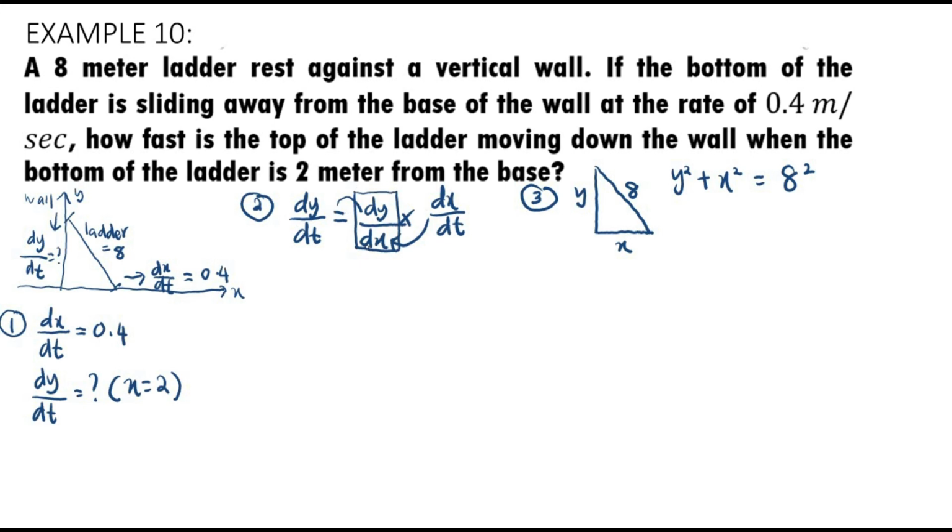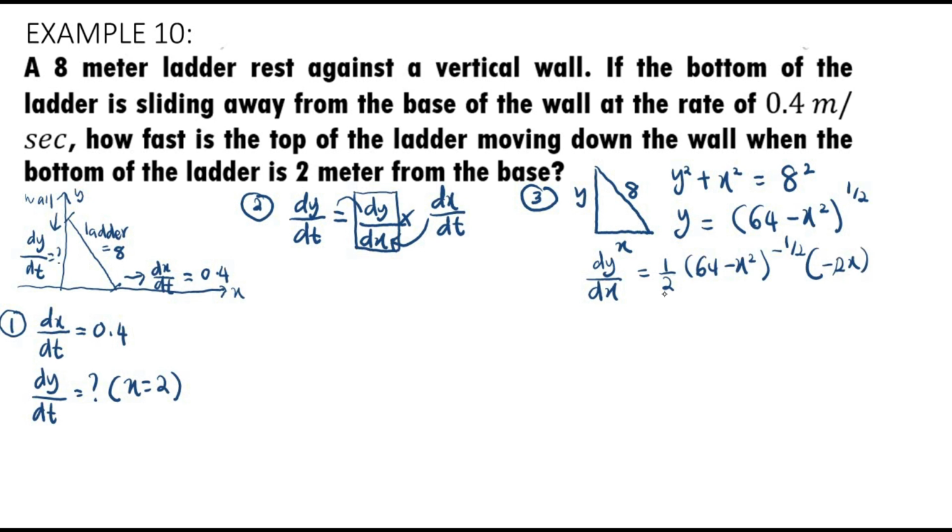Since we want to find dy over dx, means we have to rearrange so that we have an equation where y is the main subject. So our y here would be equal to 64 minus x squared, to the power of half. So now we can differentiate this by using power rule. So this will be half times 64 minus x squared to the power of negative half times negative 2x. Simplify this, we're gonna get negative x divided by the square root of 64 minus x squared.